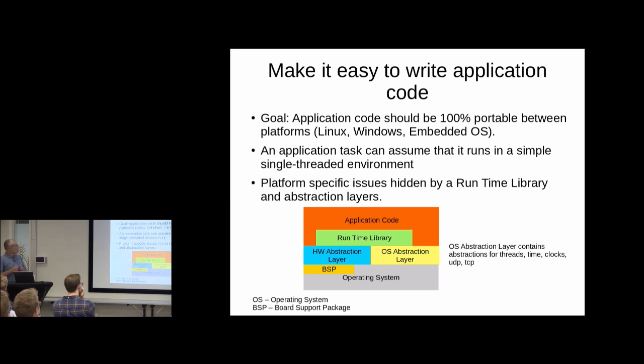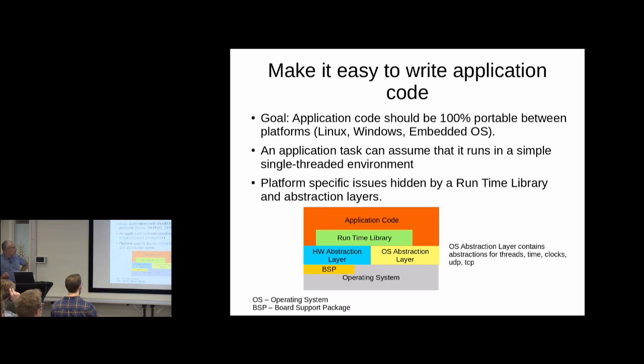So all communication, synchronization, and thread safety issues are taken care of by middleware within the runtime library. I have a small figure here showing layers. We have the operating system at the bottom, some abstraction layers. Then we have this runtime library, the green thing, which the application code relies on. Because of that, the application task can assume that it runs in a simple single-threaded environment always.